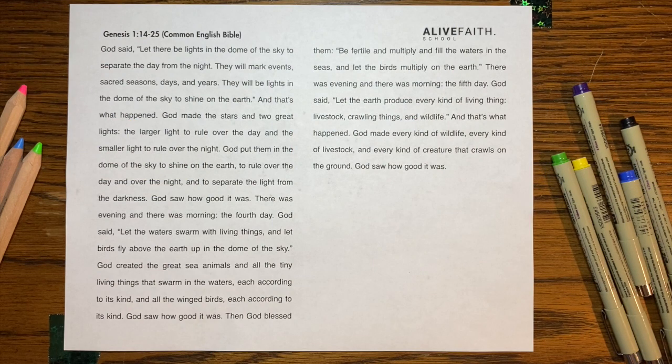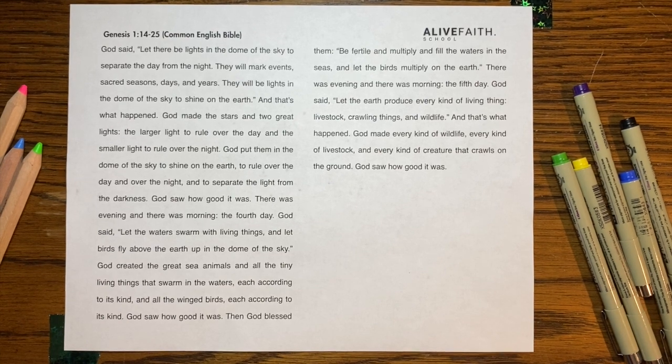Genesis 1:14 through 25. God said, "Let there be lights in the dome of the sky to separate the day from the night. They will mark events, sacred seasons, days, and years. They will be lights in the dome of the sky to shine on the earth." And that's what happened. God made the stars and 2 great lights, the larger light to rule over the day and the smaller light to rule over the night. God put them in the dome of the sky to shine on the earth, to rule over the day and over the night, and to separate the light from the darkness. God saw how good it was. There was evening and there was morning, the 4th day.